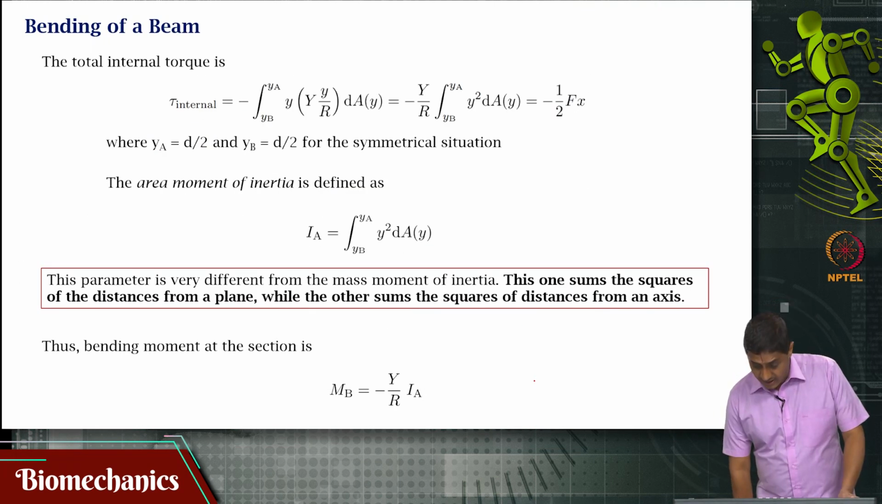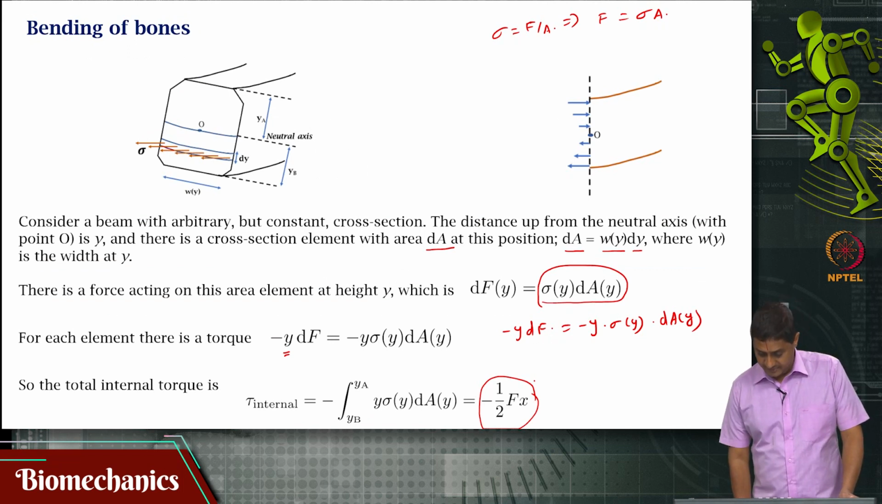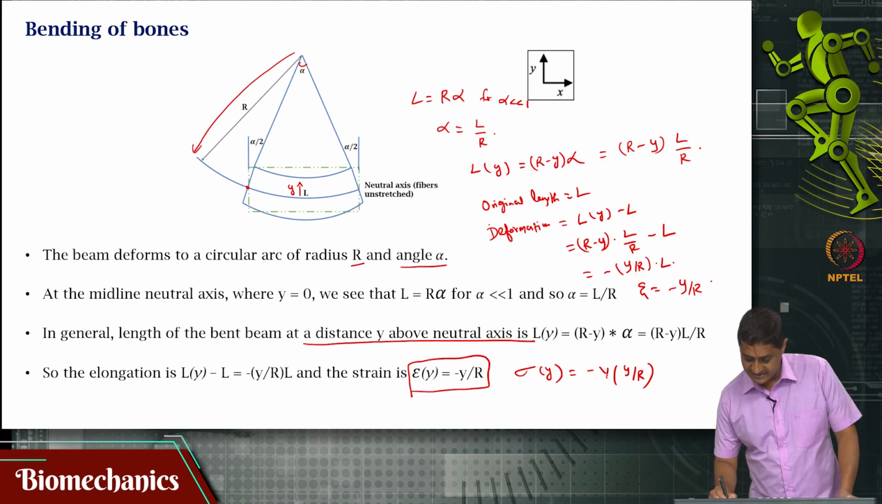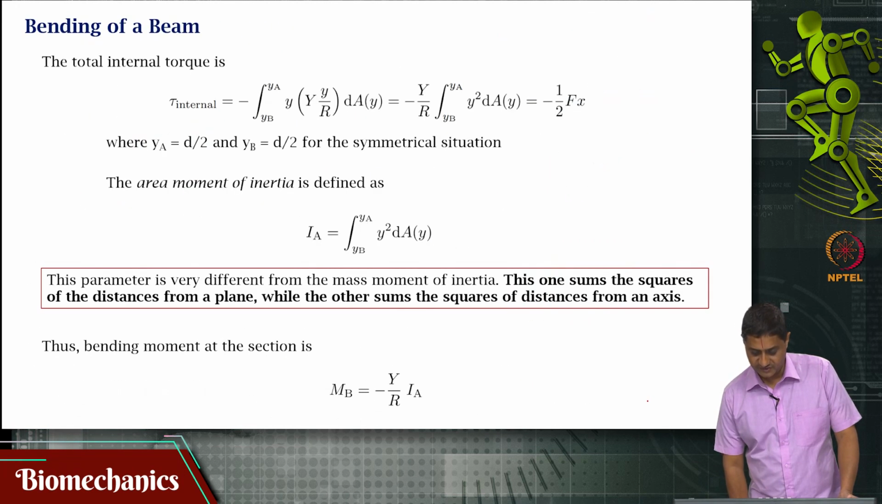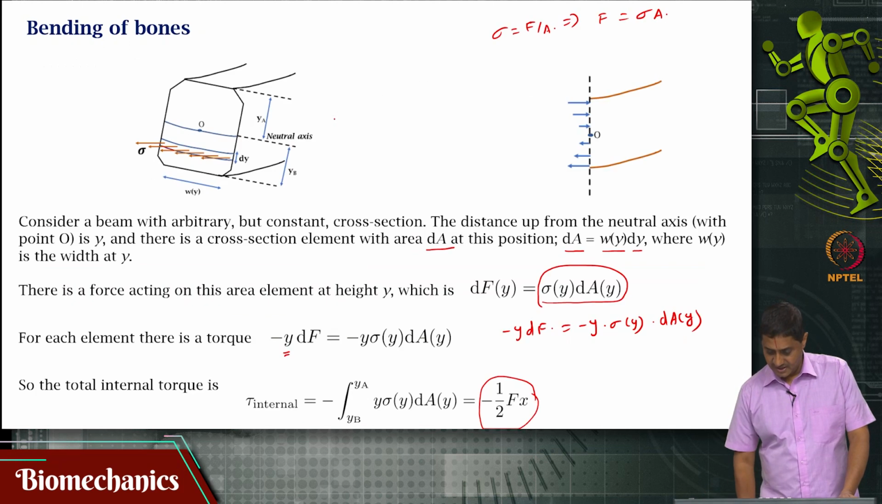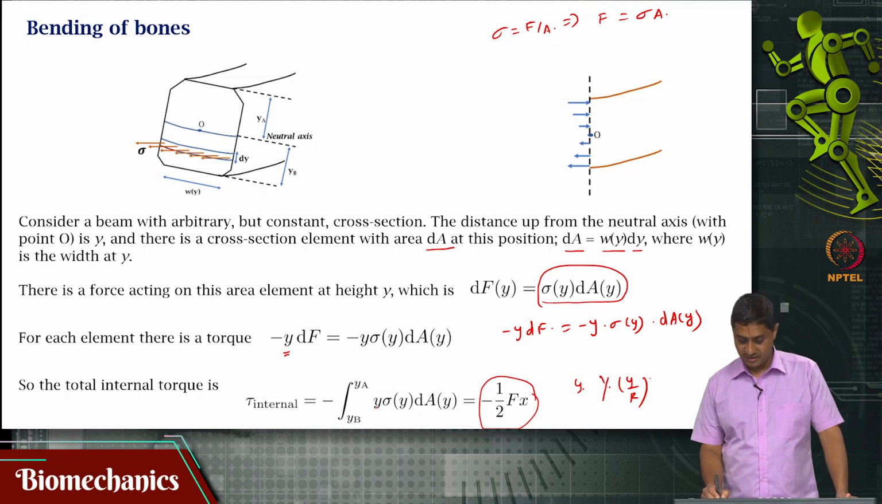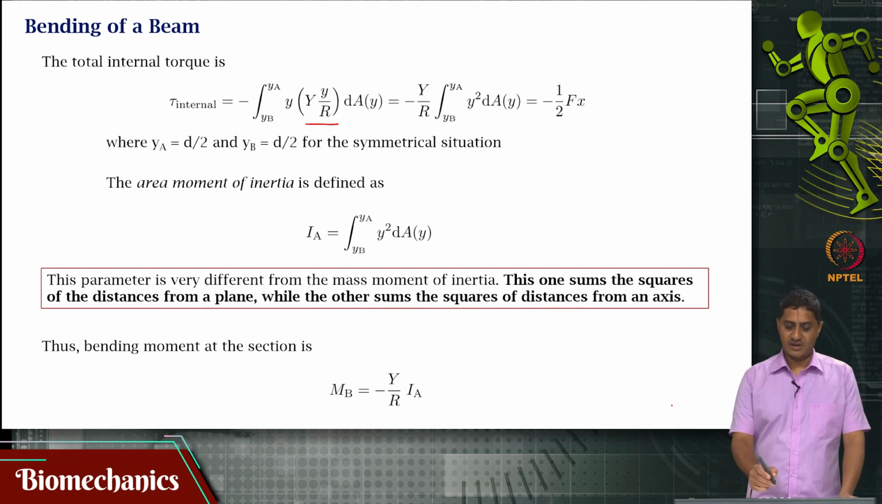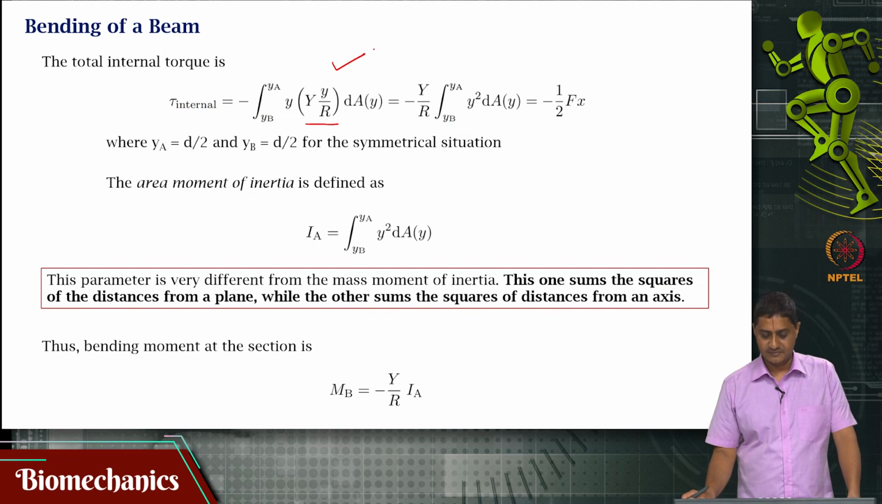Okay. And what's more, sigma of y, I have already mentioned in one of the previous lectures, is this, is it not? That is capital Y times y by r. Now I am going to use it here. Sigma of y is capital Y times y by r. So going back, that is y times capital Y times y by r. This is sigma of y times dA of y. Okay, that is what I am having here.